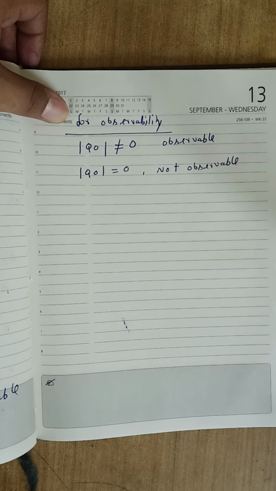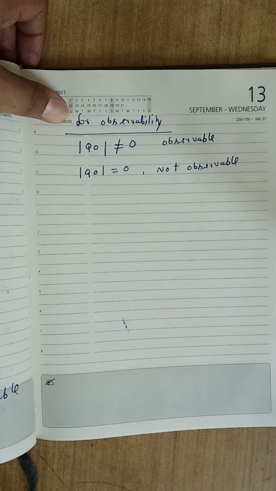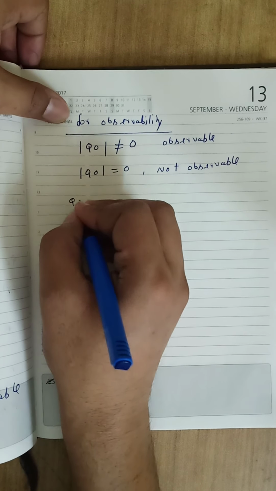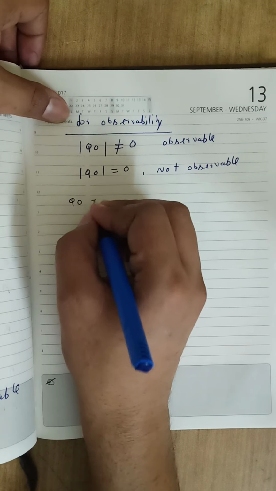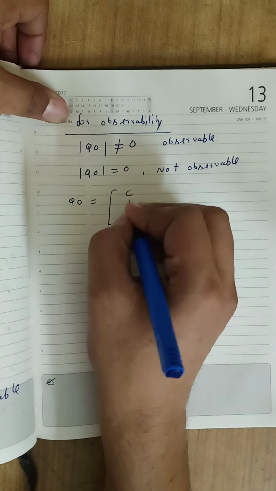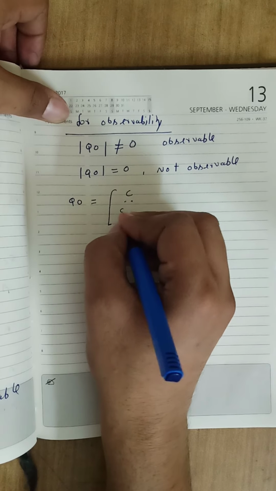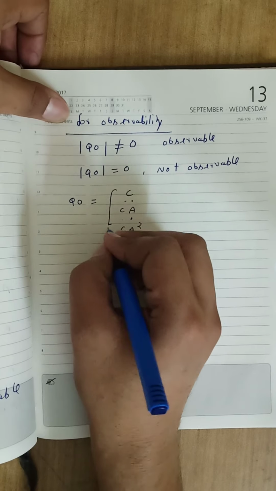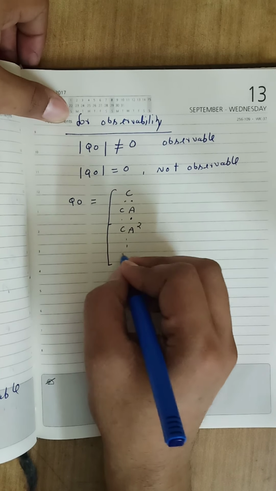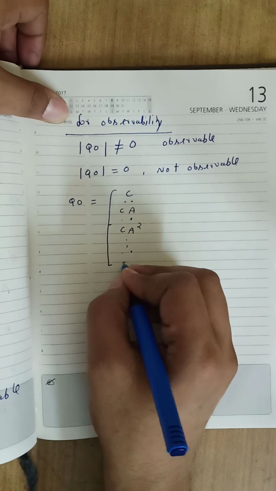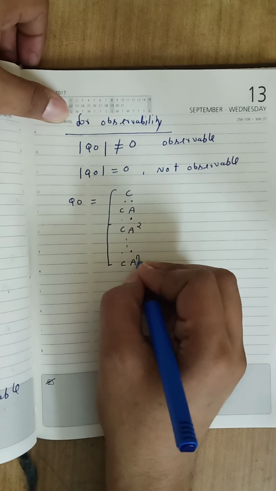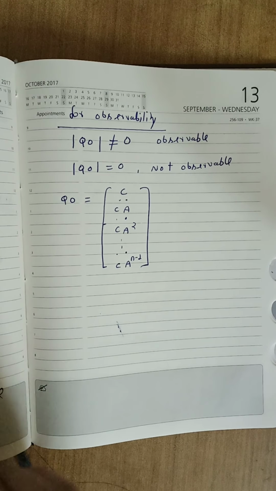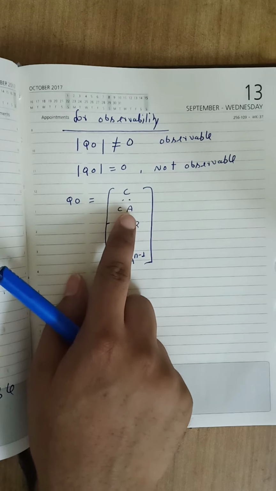Q naught is the observability matrix, and Q naught we can write with the help of matrix C, matrix CA, matrix CA square, up to CA power n minus 1. So first we will define matrix C. A we have already defined.